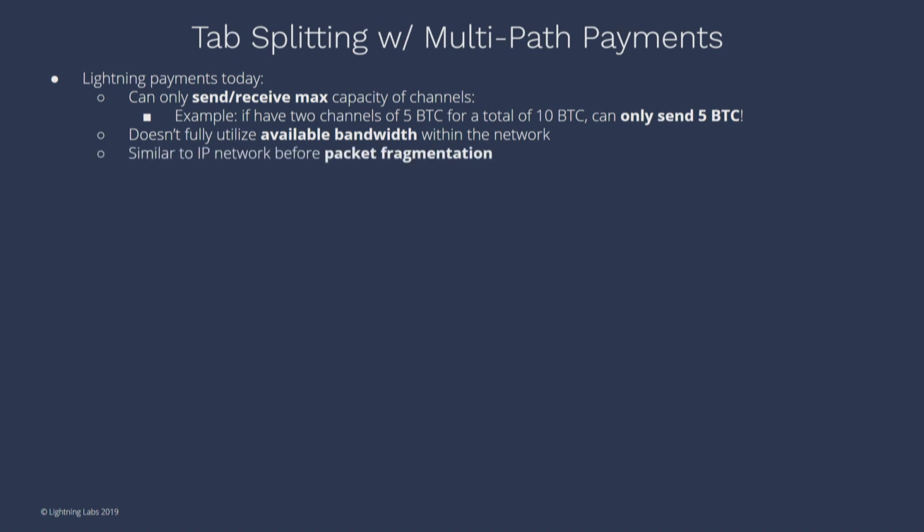So the solution for this is that we're going to break up these payments into smaller chunks, right? This is similar to IP fragmentation. You guys know about this. Basically, on the IP protocol on the internet, anytime you're sending a packet that's too large, you chop it down into smaller packets, right? This is a similar thing.